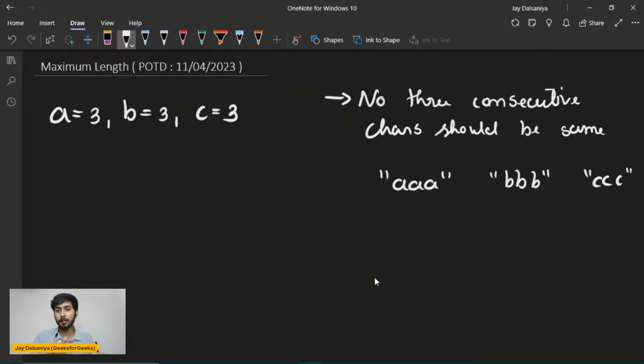So this kind of arrangement or a substring should not be present in the string which you are trying to generate. If it is possible, then you have to print the length. If it is not possible, then you have to print -1.